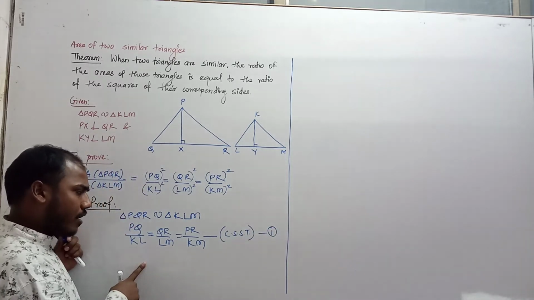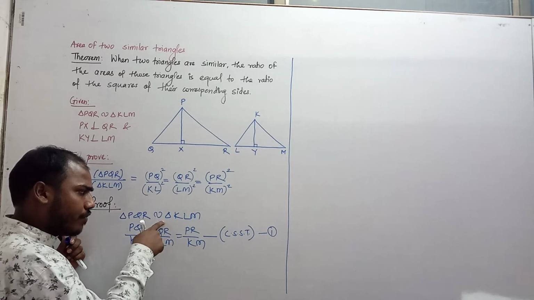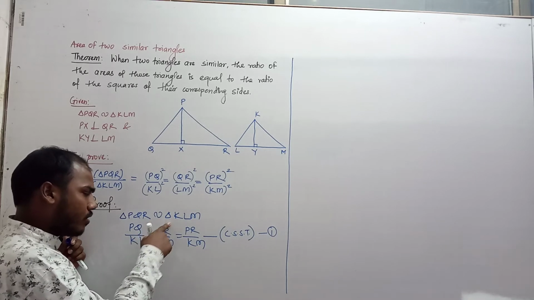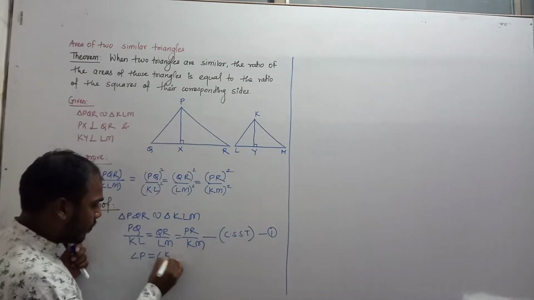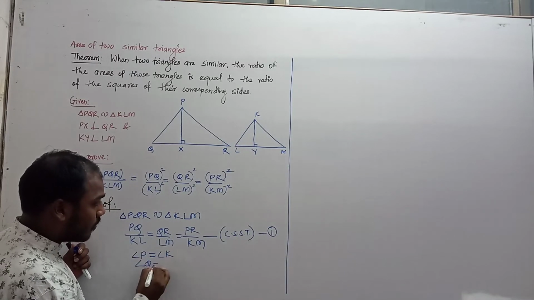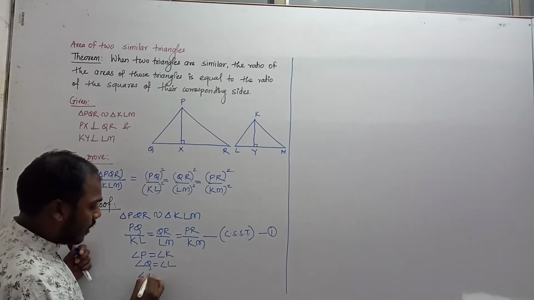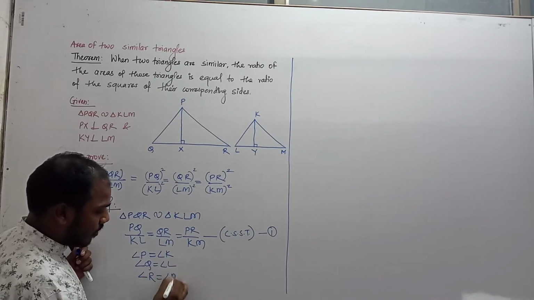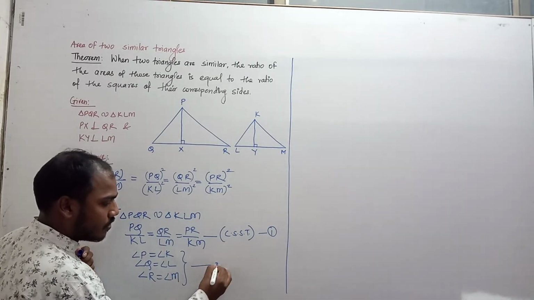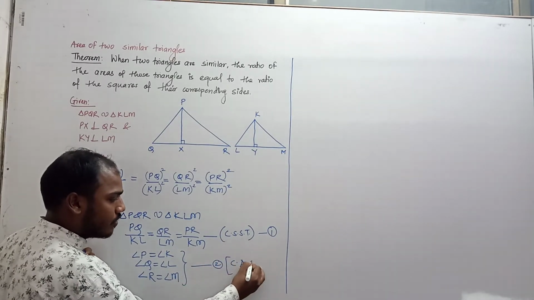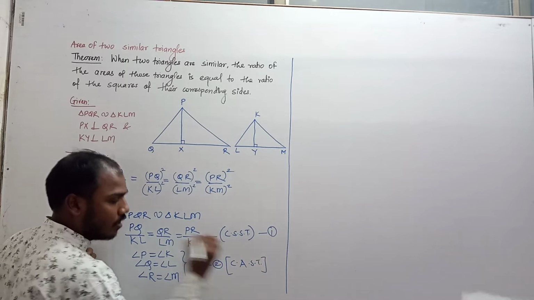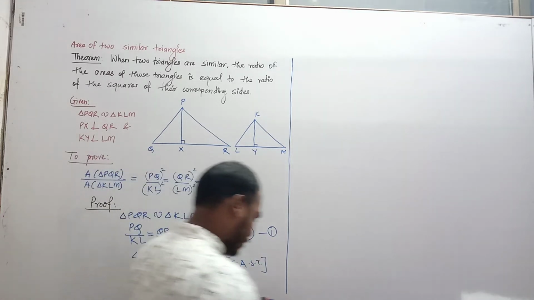In a similar manner, if these two triangles are similar, we can say that the corresponding angles are also equal. So angle P is equal to angle K, angle Q is equal to angle L, and angle R is equal to angle M. We will write this as equation 2, and the reason is corresponding angles of similar triangles. Okay, now we will go further.